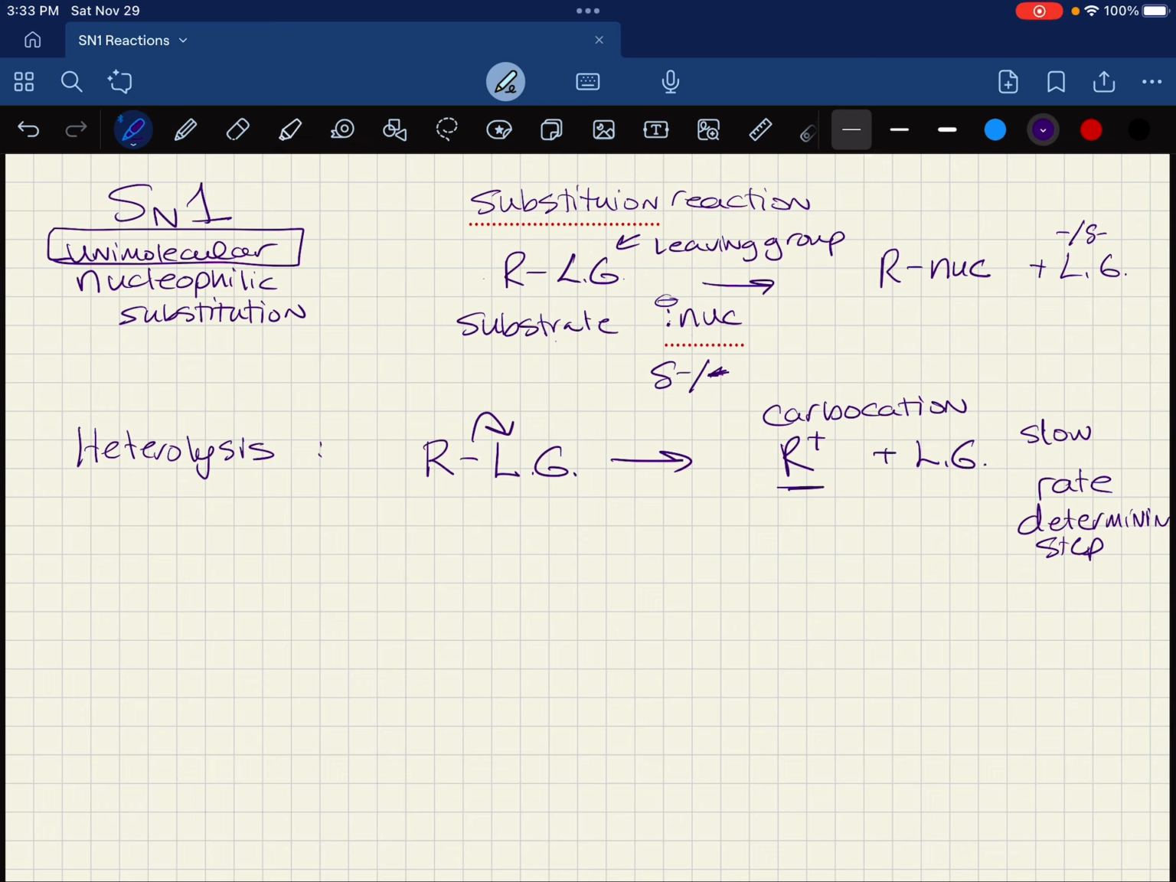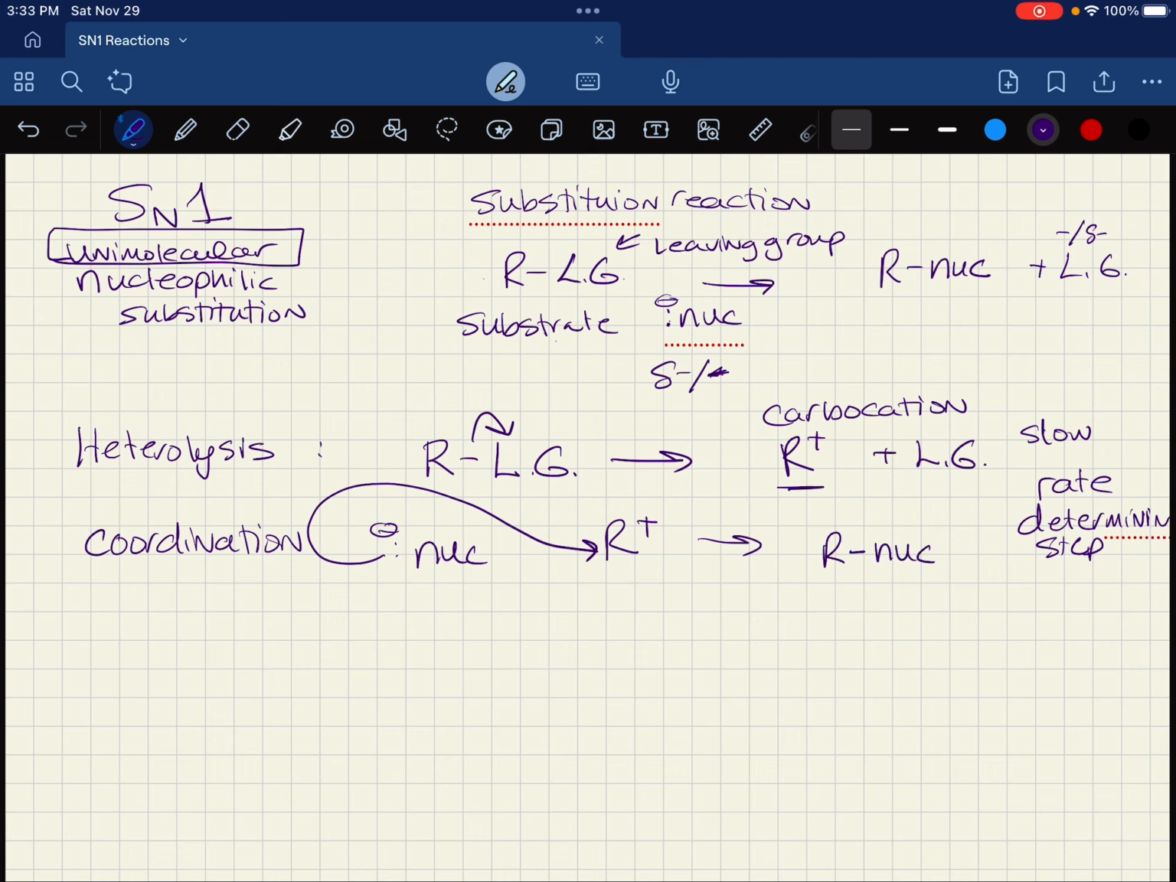The second step in the SN1 mechanism is coordination. So this is where the nucleophile, either, again, negative or partial negatively charged, but definitely having a lone pair on it, will undergo coordination, and then we end up with the new nucleophile attached in that second step. So the one means unimolecular, and it's because of this particular rate determining step. Notice that it is a two-step mechanism.